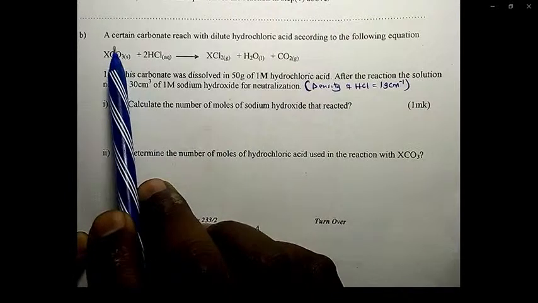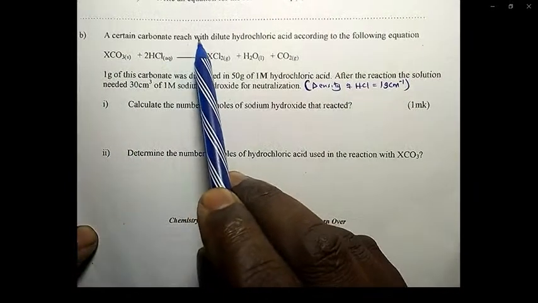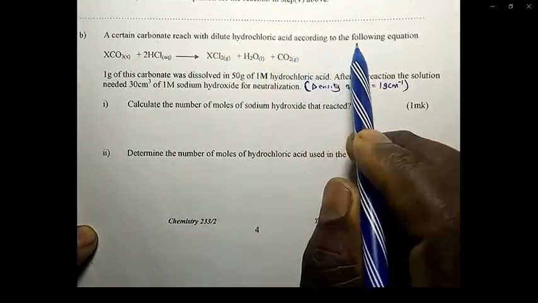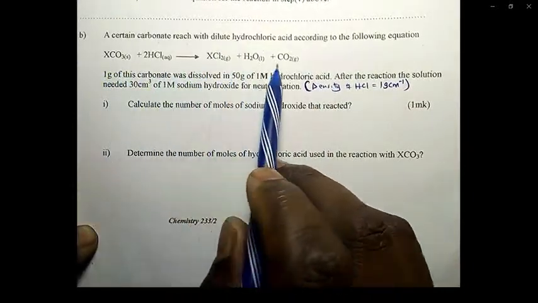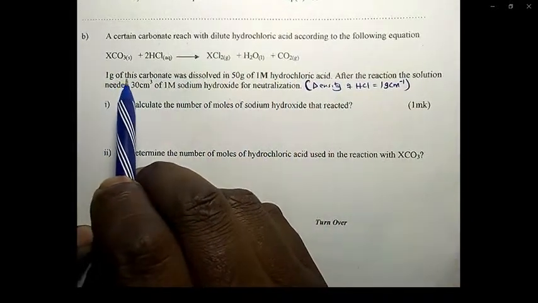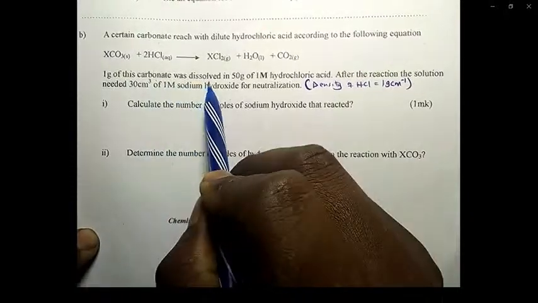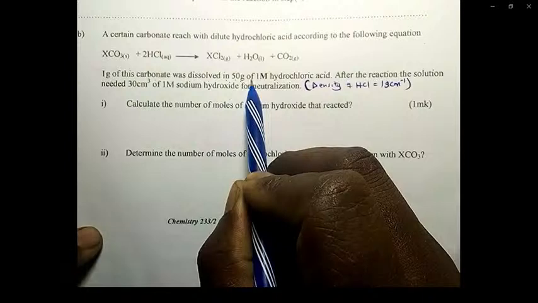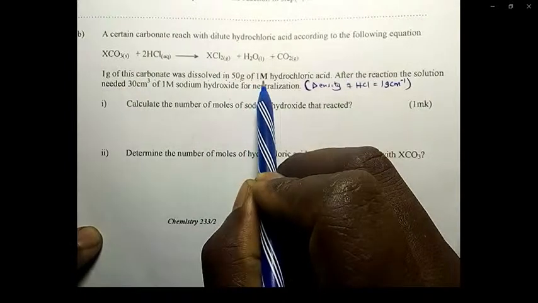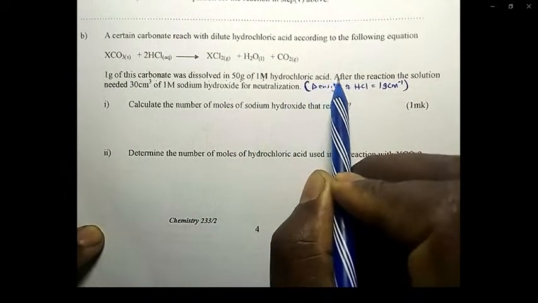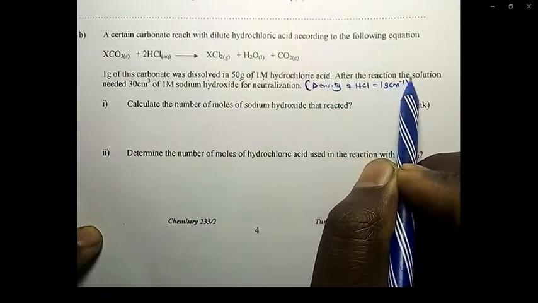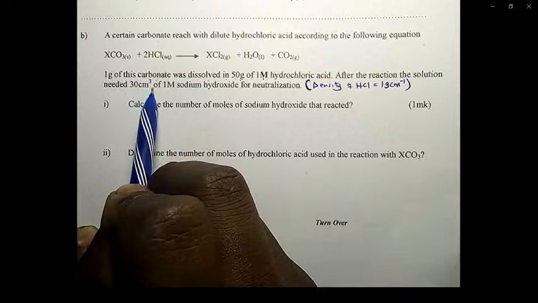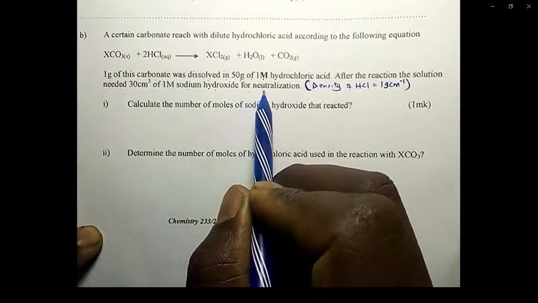X acetate carbonate reacted with dilute hydrochloric acid according to the following equation, and this is the equation. 1 gram of this carbonate was dissolved in 50 grams of 1 molar hydrochloric acid. After the reaction, the solution needed 30 centimeters cube of 1 molar sodium hydroxide for neutralization.